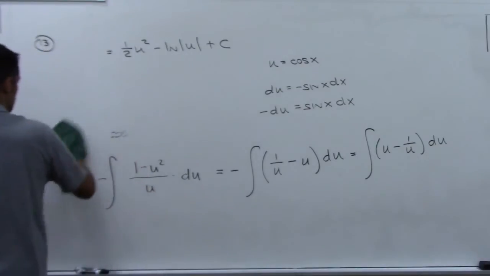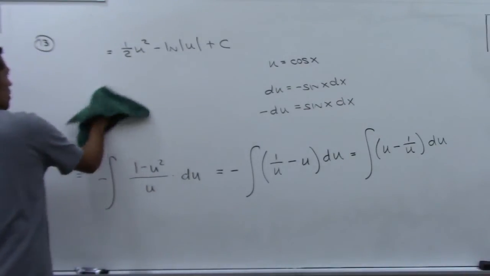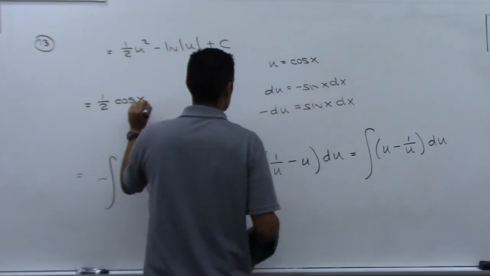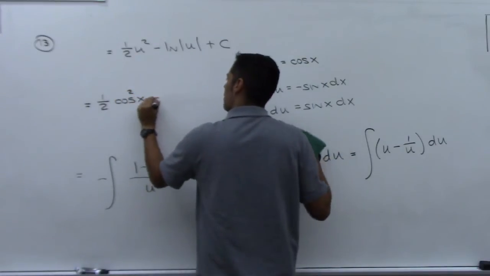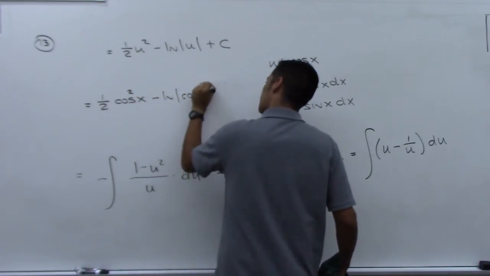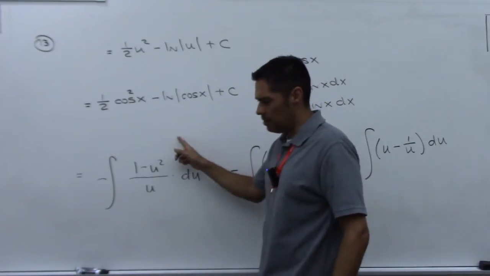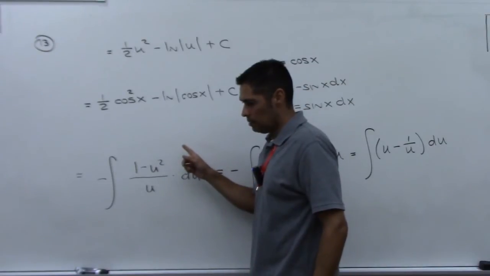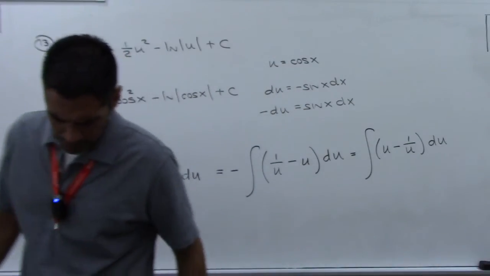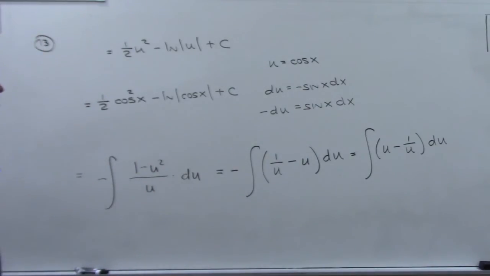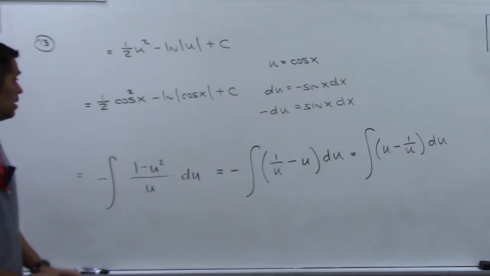And now all I have to do is go and replace u. This answer is really strange because if you remember what we started with, look at what our answer is. u is cosine x, and I'm squaring it, and then minus natural log of cosine x plus c. So our original integrand was what, like sine cubed? No, what was it? Oh, cosine squared tangent cubed. It was cosine squared tangent cubed, and our answer has a natural log in it. It's kind of strange.